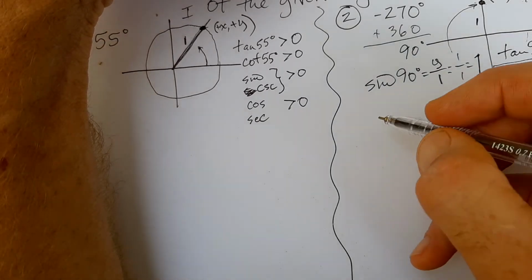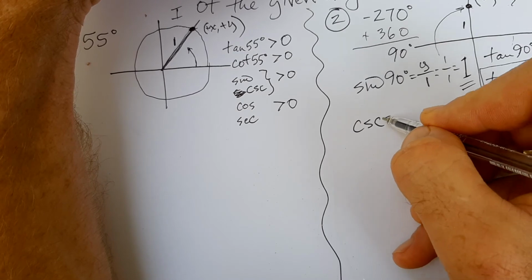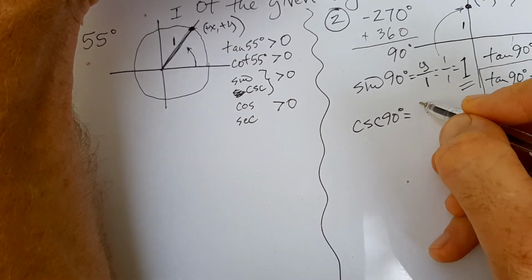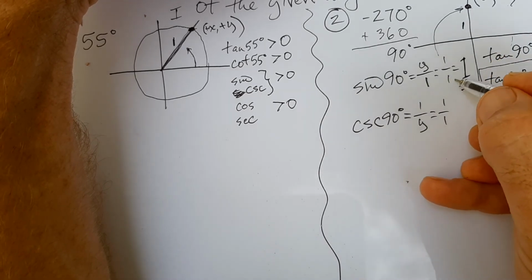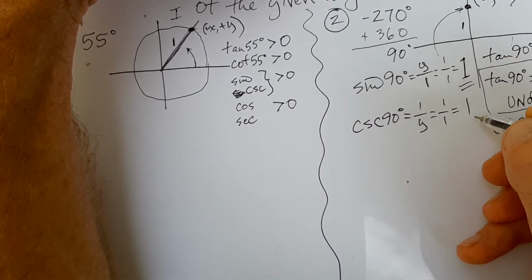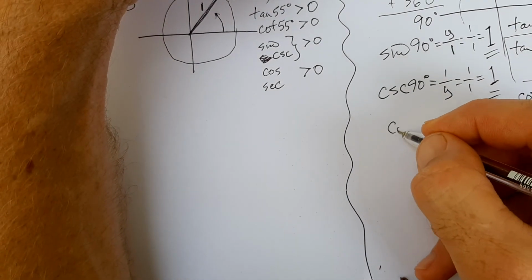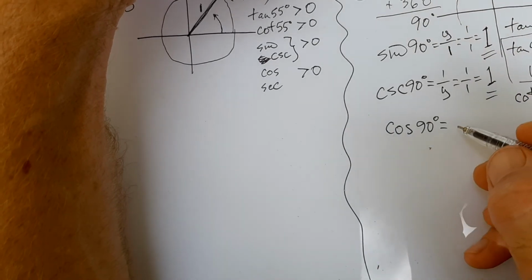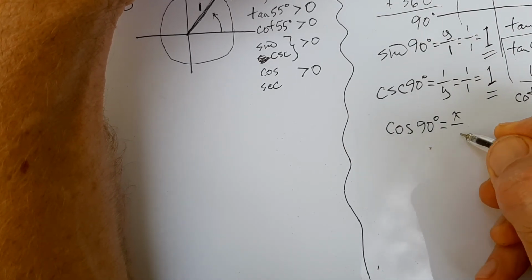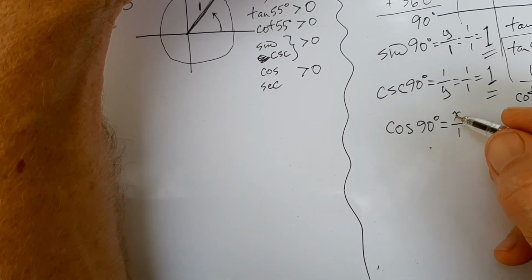Okay, let's do its inverse, cosecant. 90 degrees, well, it's 1 over y. So that's 1 over 1 again. You could just flip that guy. It equals 1 also. Okay, and cosine. Cosine of 90 degrees is the adjacent over the hypotenuse. And that's positive, right? X is positive.